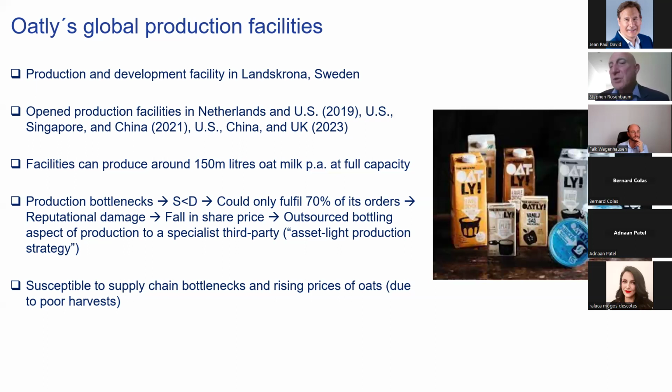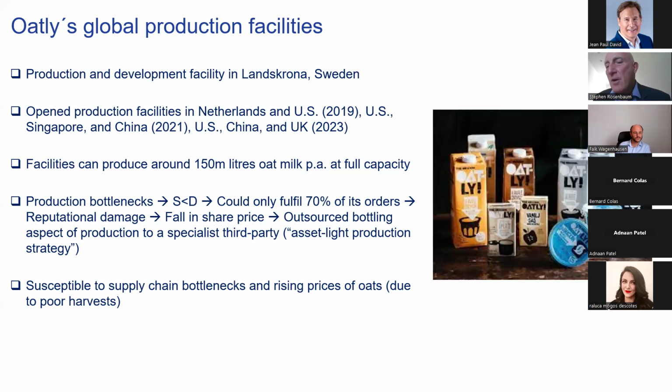So what they've chosen to do is a strategy which is called asset-light production. And what that simply means is you don't do the production yourself. You own all the facilities that make all the oat milk, but you actually get a specialist company to come in and do all the bottling. So the bottling into these cartons, putting the lids on, packing them all, getting them ready for distribution. So they felt that that was a way that they could increase their supply a lot.